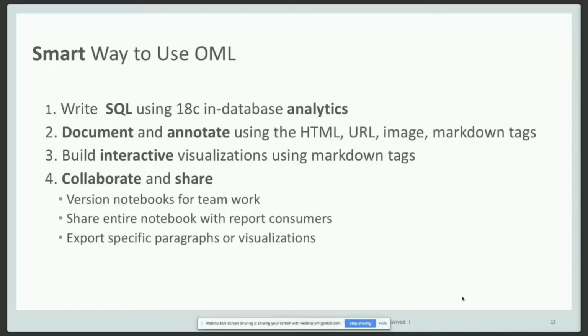And then there's the capability to collaborate and share. So we can version notebooks. If we've got a team that's working on producing a series of reports, you can collaborate, you can version the notebooks, you can share the notebooks then with report consumers, and if you want to, you can export your workbooks, your worksheets, your SQL statements, scripts. You can export those out to JSON files and then move them to another autonomous data warehouse.